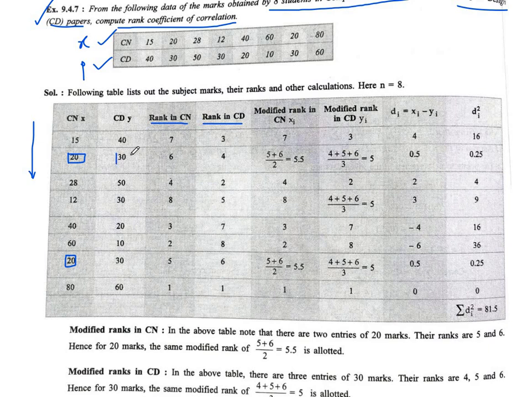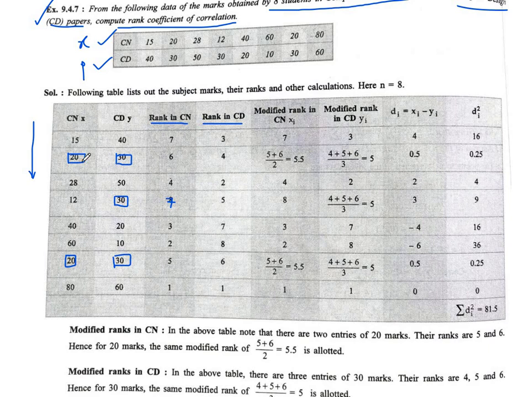Now here there are three values of 30. So this is 30 here, 30 here, and 30 here. Whenever we have the same ranking, for 30 it is 5, then for this 30 it is 6, and for this 30 it is, I think, 7. Okay, it should be 7 here. So this is 5, 6, and 7.